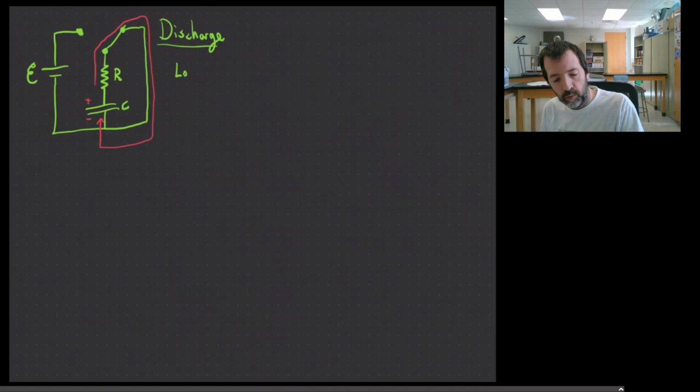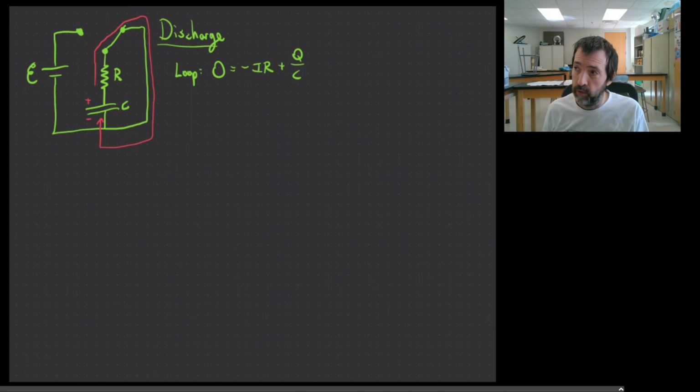So if I write out a loop, I can say 0 equals minus IR plus Q over C. So the minus IR is the potential difference for the resistor when a current I flows through it. Q over C is the potential difference for a capacitor that has a charge Q inside it. So I've got that statement.